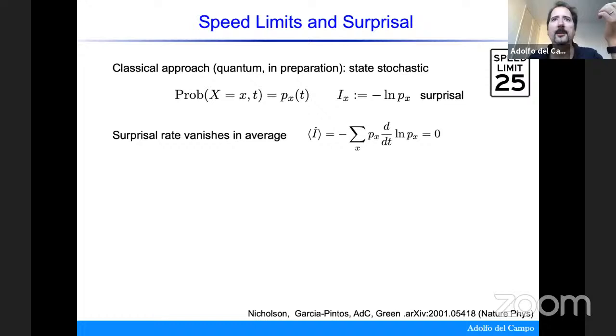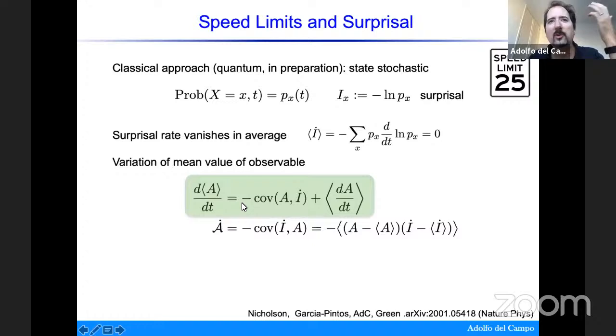for classical systems. If you look at the rate of change of the mean value of an observable, this almost resembles the Heisenberg equation of motion for mean values. Instead of having the commutator of the observable with H, you have the linear correlations, the covariance between your observable and the surprisal rate. And then, as in the Heisenberg equation of motion, if the observable is time dependent, there will be an extra term. So here we identify this crucial quantity, which is essentially defined in this way. Remember that this term vanishes. So actually, this is just the mean value of A times the surprisal rate, the observable and the surprisal rate.